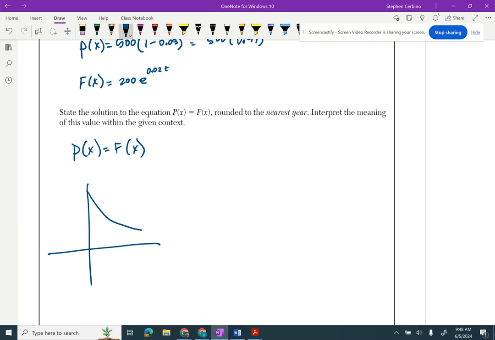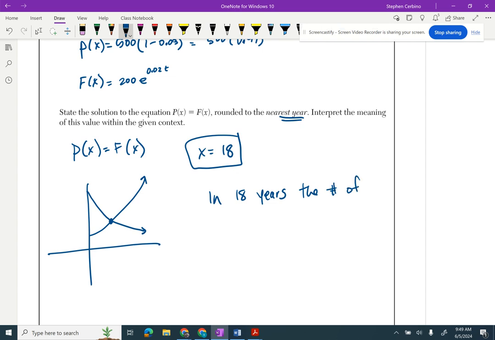So we can make a little sketch here. All right, so we have our one function coming down, our one function going up, and they intersect. So we could say x is equal to 18. It says nearest year, so we'll round to that. The second part here asks us to interpret the meaning. So that means that in 18 years, the number of palm trees and flamingos will be the same. If we're talking about equals, that's where the y value is the same number.